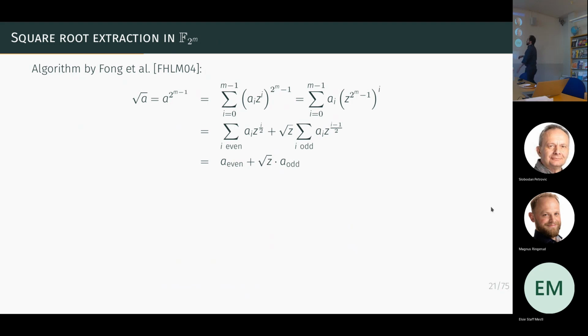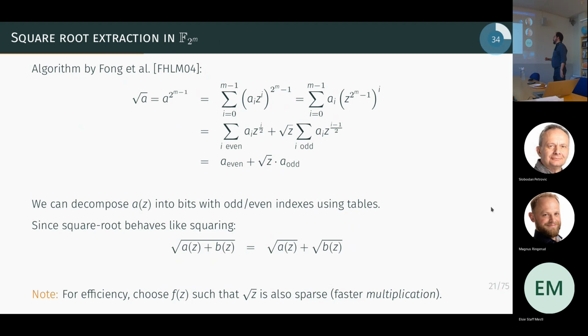So that will be the end. You pick the input field element, you extract the bits with even coefficients, bits with odd coefficients, you do this shifted addition to combine the two. And if f again is square root friendly, then square root of z is quite sparse, so you can do that multiplication efficiently. As you would expect, the freshman's dream also applies to square roots, so you can distribute square roots without dealing with pesky intermediate values.